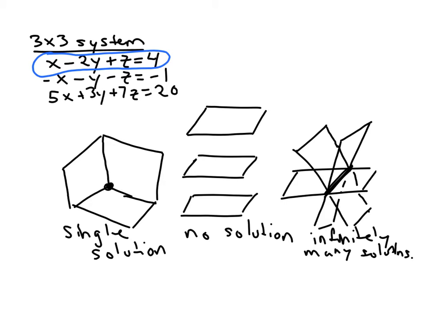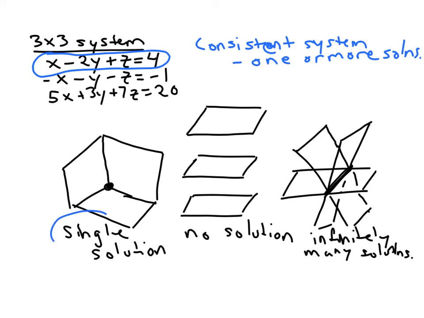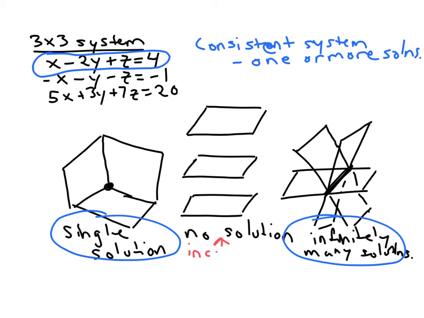One last thing I want to point out here. So a consistent system is a system that has one or more solutions. A system that has at least one solution is consistent. I apologize for my writing in these videos. So a consistent system has one or more solutions. And I'm going to abbreviate solutions here again. So the single solution scenario, the infinitely many solution scenario, either of those describe a consistent system. A system that has no solution is called an inconsistent system.